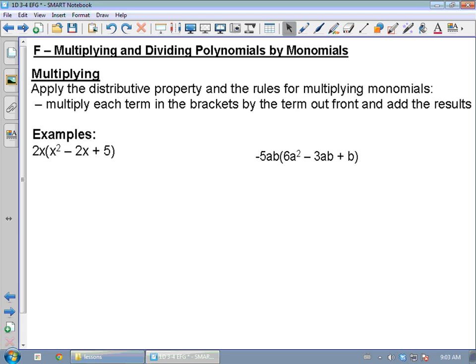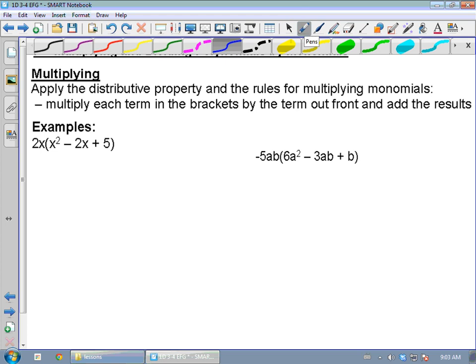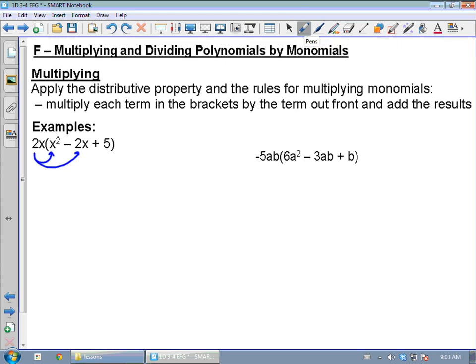Well, if you remember back in a previous lesson, we looked at what was called the distributive property. If we see something like this first example here, where we have 2x out in front of the brackets, we know that this means that we want to take this 2x and multiply it by each of these things that is inside the brackets. Just like this. Our polynomial inside the brackets, x squared minus 2x plus 5, just consists of a series of monomials. So we are going to take each of these monomials, x squared, negative 2x, and 5, multiply them by that 2x, and add up what we get.